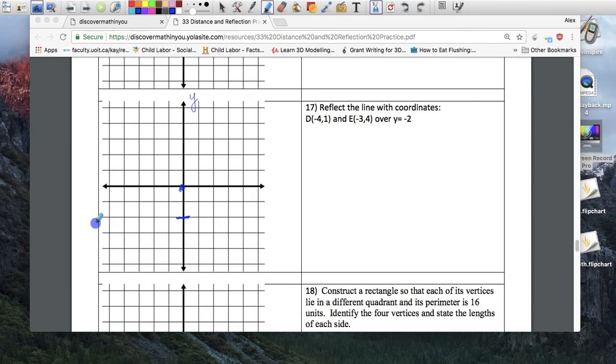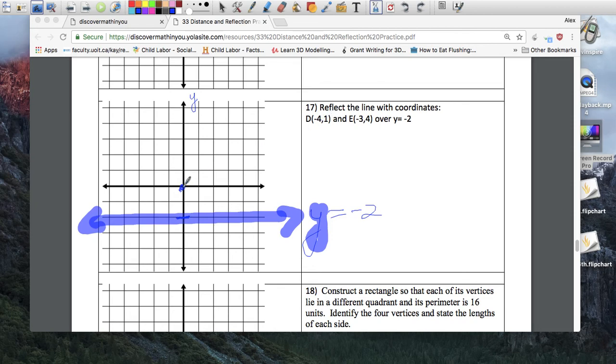Let me stretch that line to the left and to the right. So this is y, and I'll write it for you. Y equals -2. So first you find y equals -2, stretch that line. So we're going to reflect over this line. So let's find the point D.